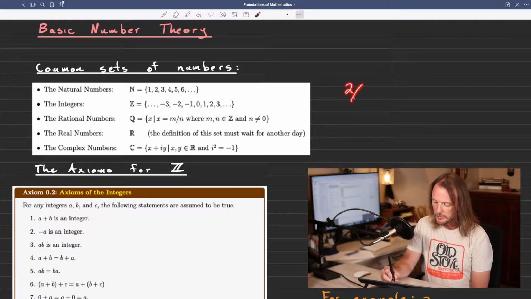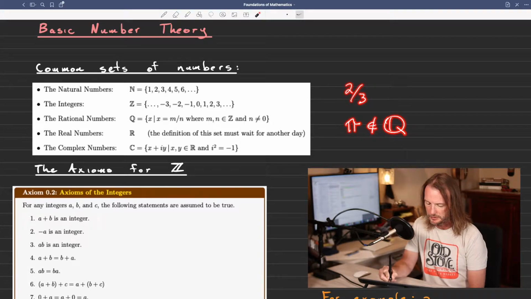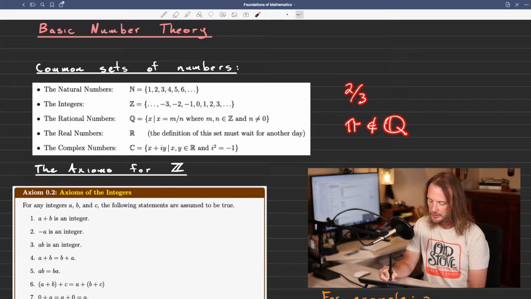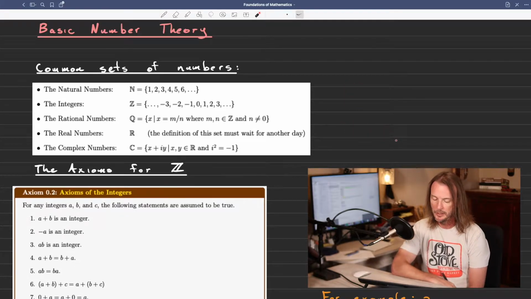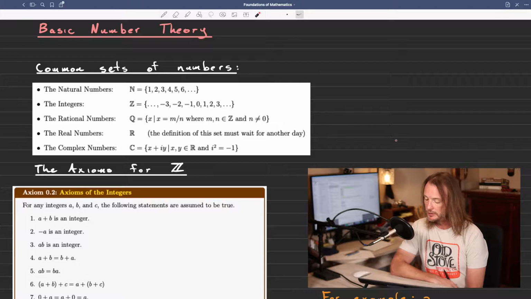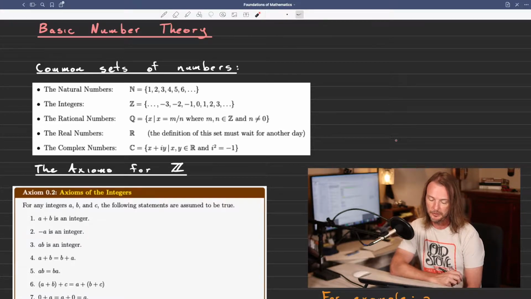So things like 2/3 would be a rational number. But on the other hand, something like pi is not amongst the rational numbers because pi simply cannot be expressed as a fraction, which is a non-trivial fact, but we're not going to prove it now.